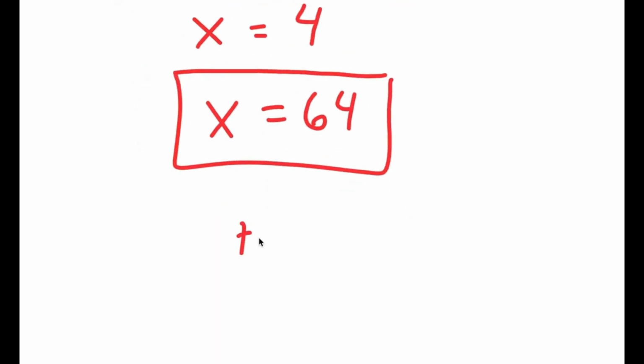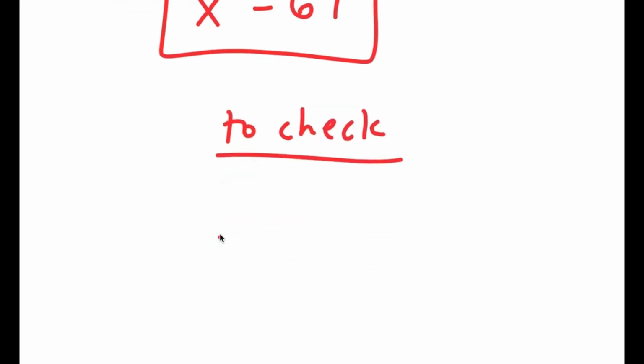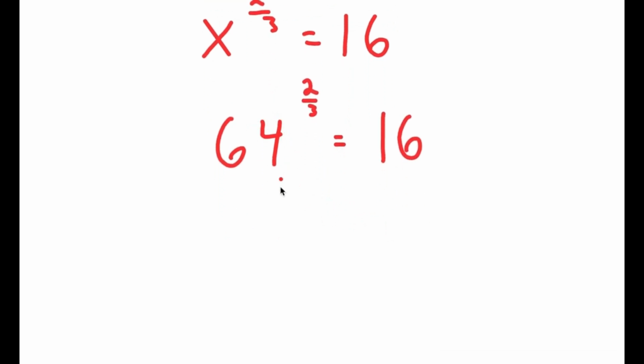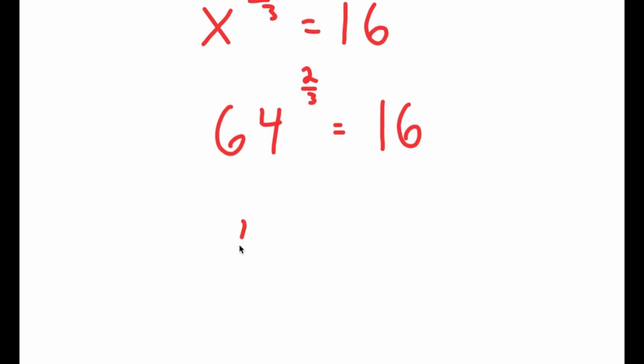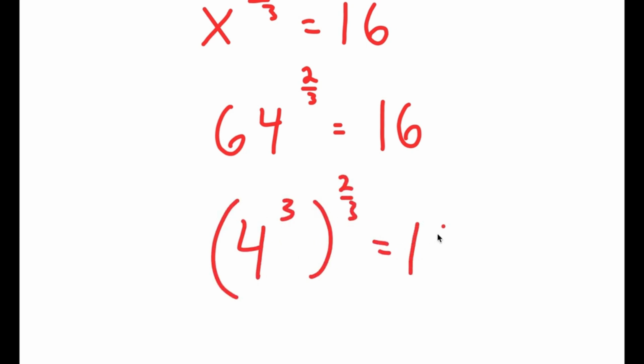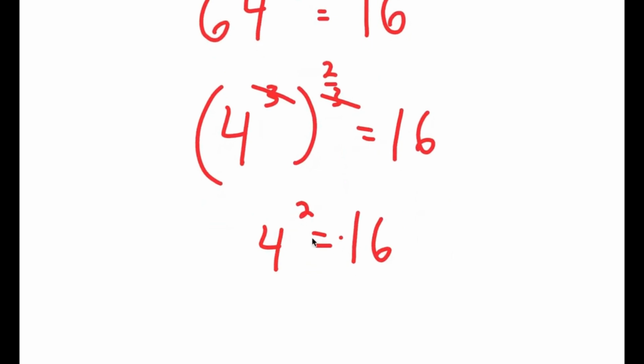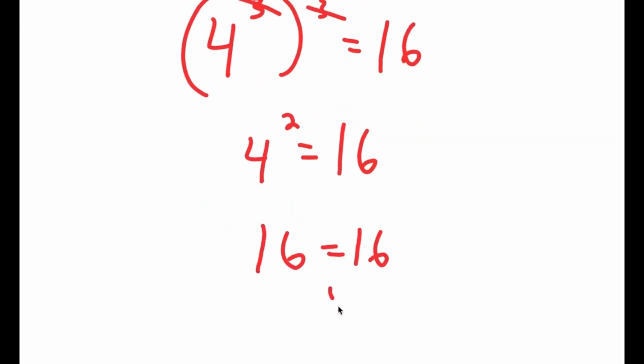Now, I'm going to check to see if this is right. So my original equation was x to the power of 2/3 is equal to 16, and x is 64. So I get 64 to the power of 2/3 is equal to 16. Now 64 is the same thing as 4 to the power of 3. So now I get (4 to the power of 3) to the power of 2/3 is equal to 16. Then these two cancel out, so I get 4 squared is equal to 16, and 4 squared is 16, so I get 16 is equal to 16.